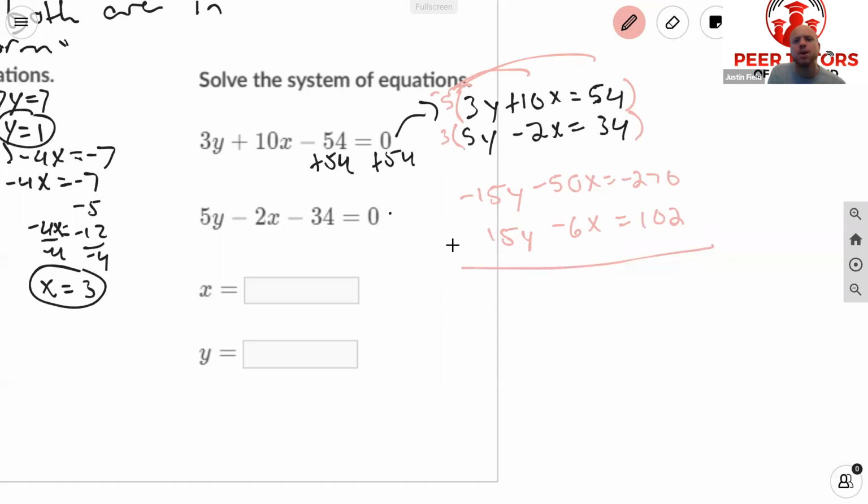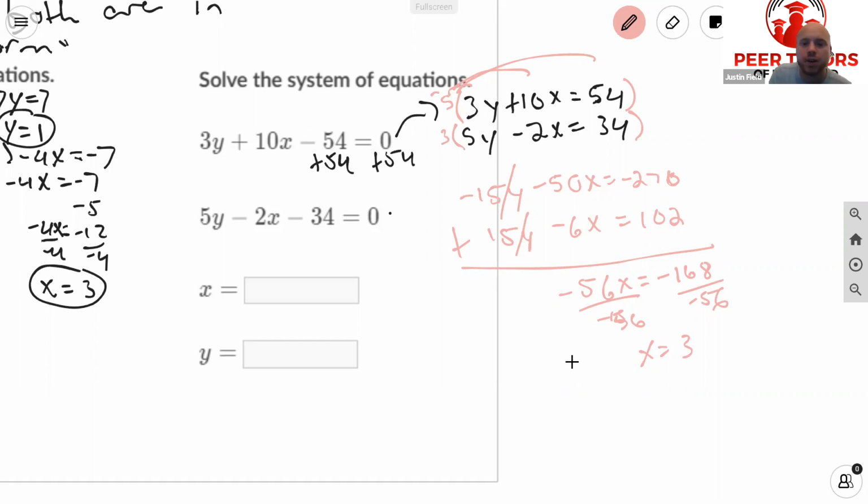All right, so now we can add them together. The y's cancel. We get negative 56x. And then we're going to get, is it 270, right? So that's negative 168. And then what is that? 168 divided by 56? 3. Divide both sides by negative 56. X equals 3. Then you just substitute that back in.